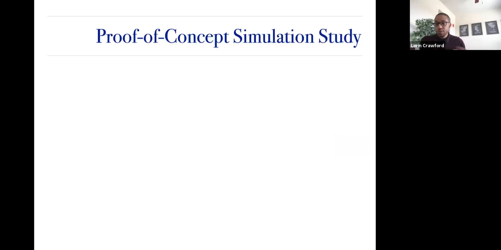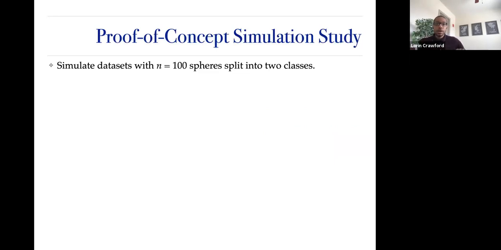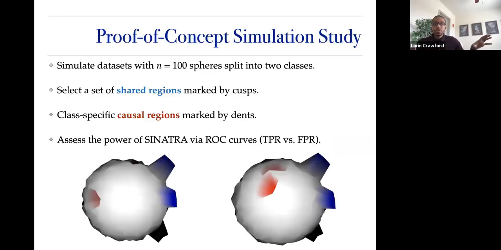The first here is a proof of concept simulation. We're going to simulate data based on 100 spheres. I'm going to create features on these spheres by creating shared cusps. You see these blue regions here: we select landmarks and perturb them by elongating these cusps, and we do that across all 100 spheres. Those are going to be our shared features across these groups of shapes.